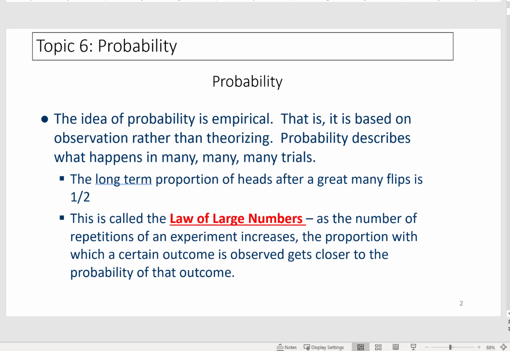So we know that if you flip a coin, you could either get a head or tail. So you have a 50-50 chance of flipping and getting a head or tail, but what does that mean? That means if I keep flipping a coin over and over and over again, about half the time I'm going to see heads and half the time I'm going to see tails if the coin is fair. This is called the law of large numbers. As the number of repetitions of an experiment increases, the proportion with which a certain outcome is observed gets closer to the probability of that outcome.